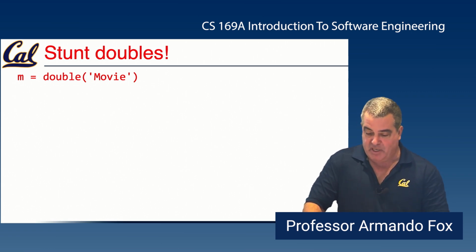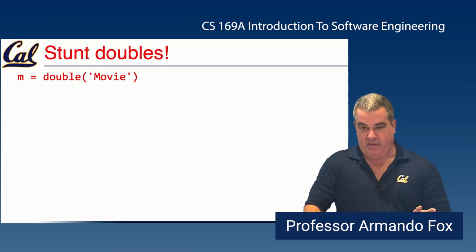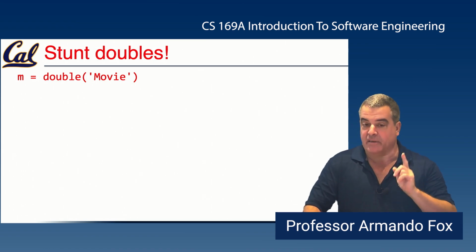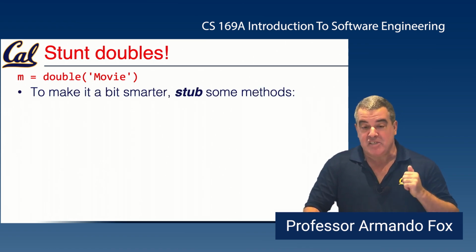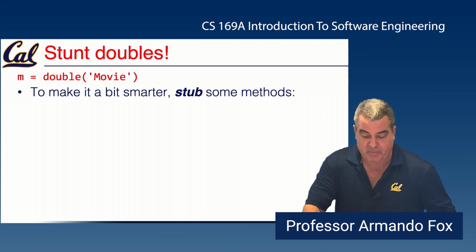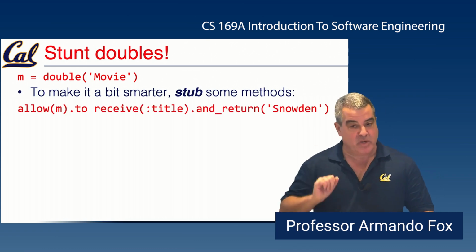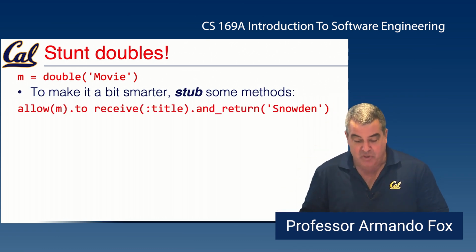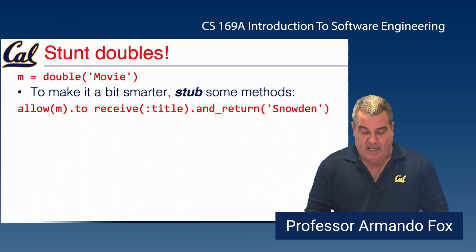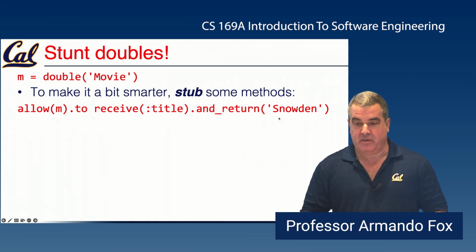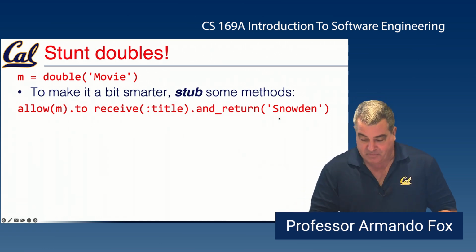This movie object, M, the double, doesn't know how to do anything. There's no method that it responds to, but we can make it a little bit smarter by stubbing some methods. For example, if we create this movie double and then we say allow, so if someone calls the method title on M, then it should return Snowden.